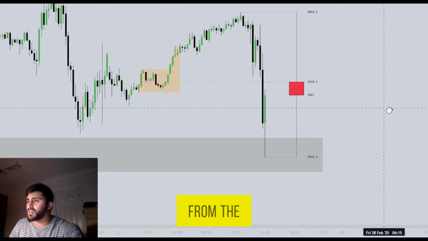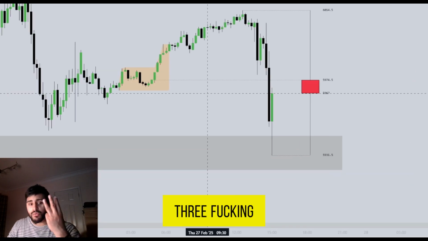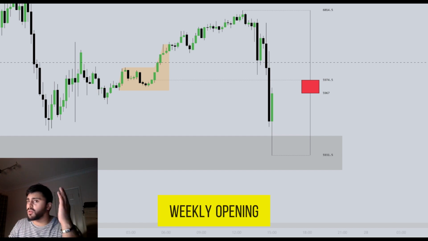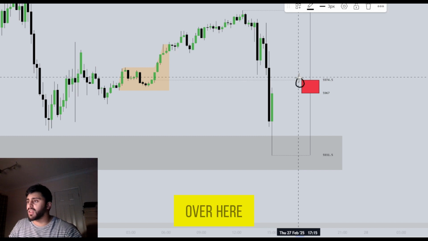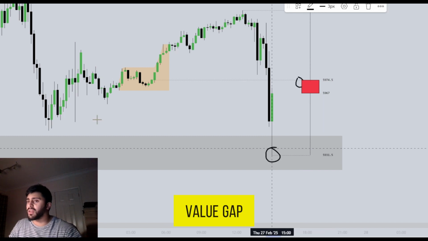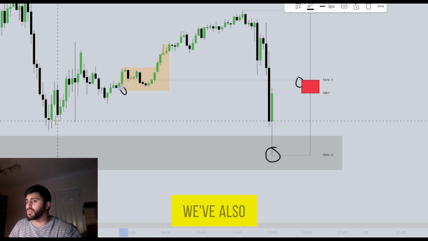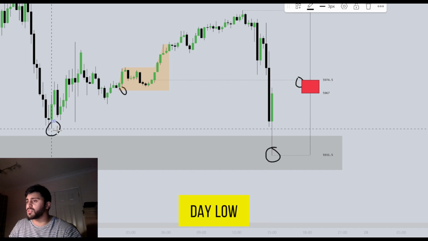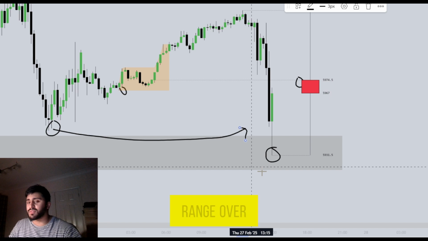We can see now, from the daily power of three, what makes this trade high probability is the three following things. We understand we're below the weekly opening price. We're also below the daily opening price, because the daily opening price is over here. That's step number one. Step two, we've tagged a 15-minute fair value gap. And step three is that we're not only below the Asian range, which is good, we've also taken out the previous day low as well. Price took out Wednesday's low and tapped into this range over here.